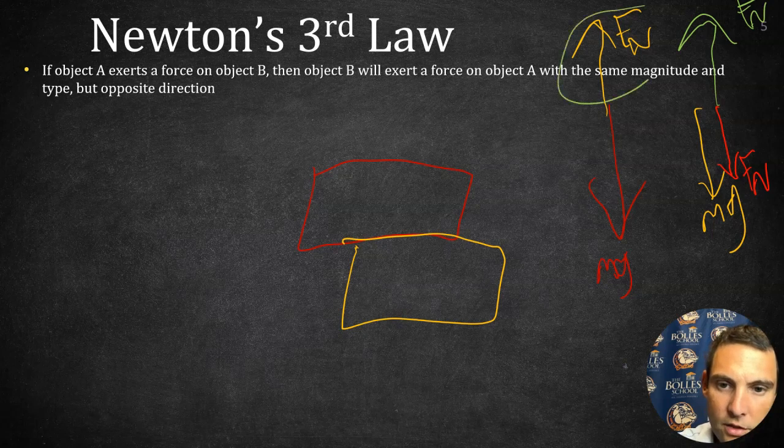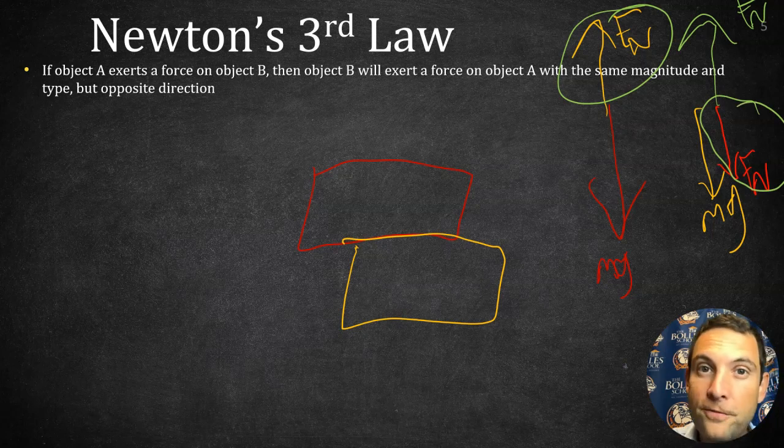So this normal force upwards acting on the red box and this normal force acting downwards on the orange box, these are what are called force pairs. These two forces are the same magnitude, same type, and opposite directions, because the red box pushes on the orange box, and the orange box pushes on the red box.